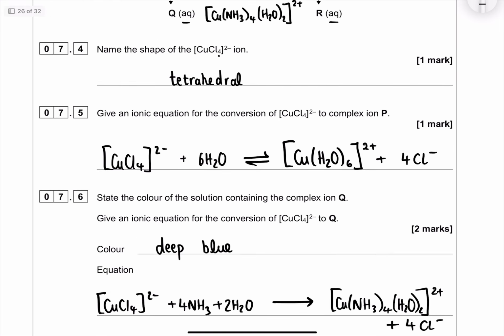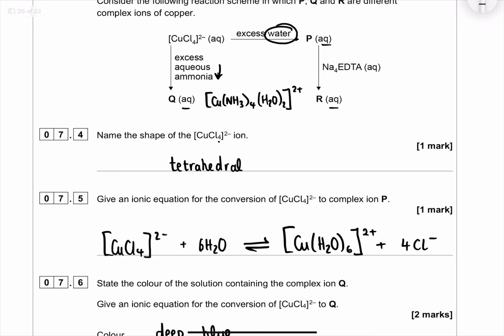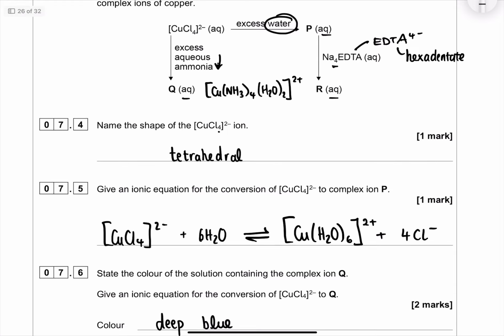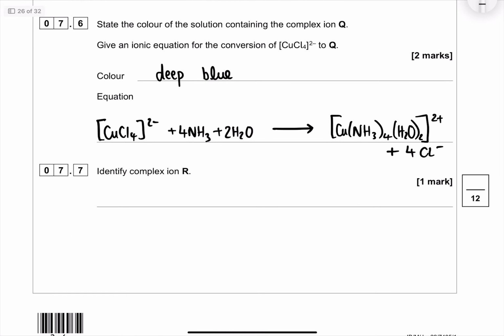Then it says identify complex R. So we're looking at this and we're trying to remember. So we've got these 4 Na's. So we know that EDTA must be a 4- ion, but we're trying to remember what sort of ligand EDTA is, and it's hexadentate. It has 6 atoms that can form coordinate bonds. And so we're going to take the copper that's 2+. EDTA is going to take up all 6 spaces around it in the octahedral shape. And because the copper was 2+ and the EDTA is 4-, then our complex ion has a 2- charge.